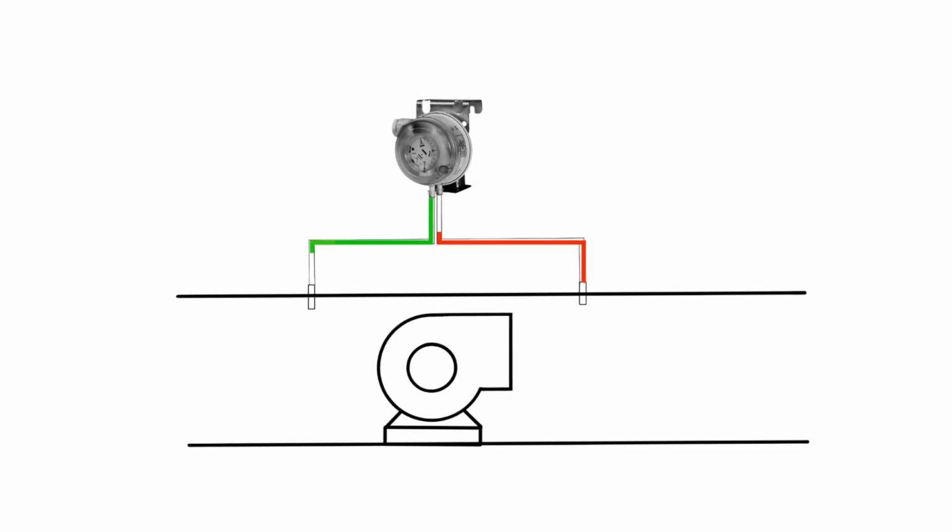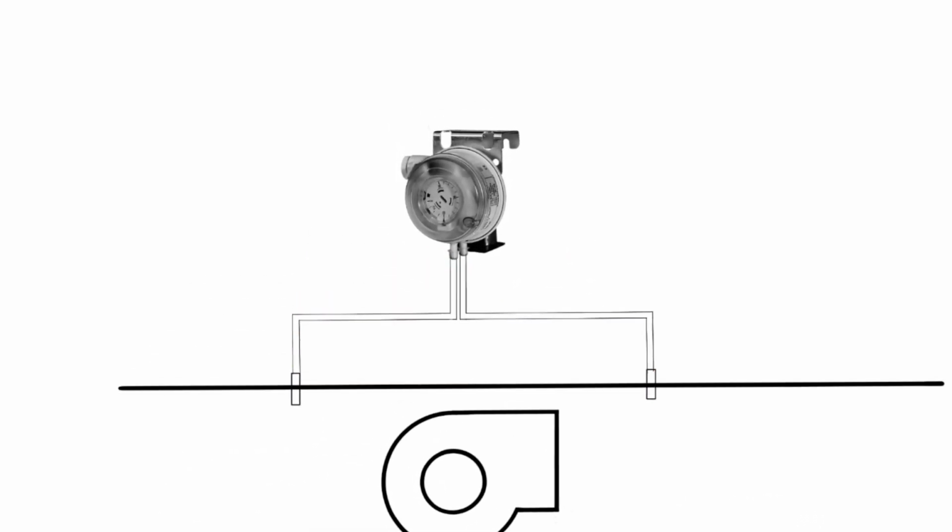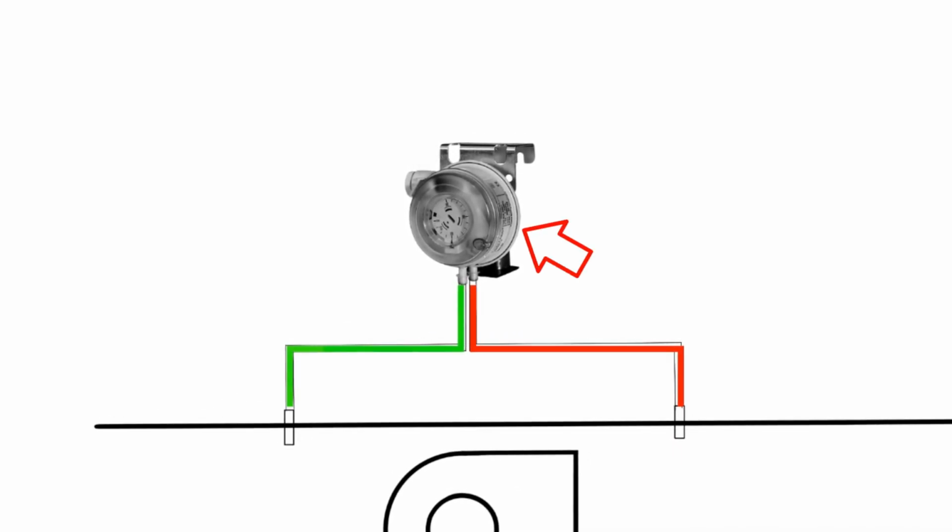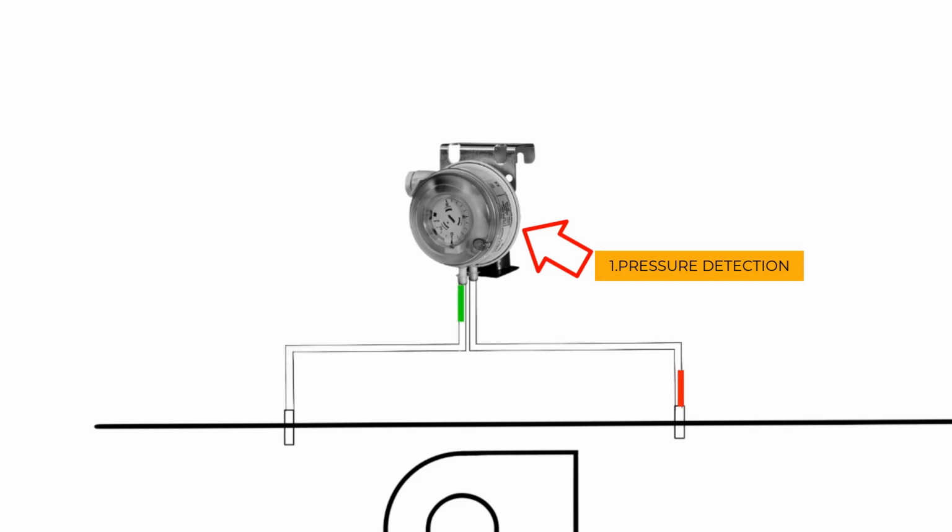As compressed air flows through the system, it reaches the pressure switch, where the first stage, pressure detection, begins. The incoming air presses against a flexible diaphragm inside the switch, much like how a balloon deforms when squeezed. This diaphragm is the heart of the system, responding to every slight fluctuation in pressure.